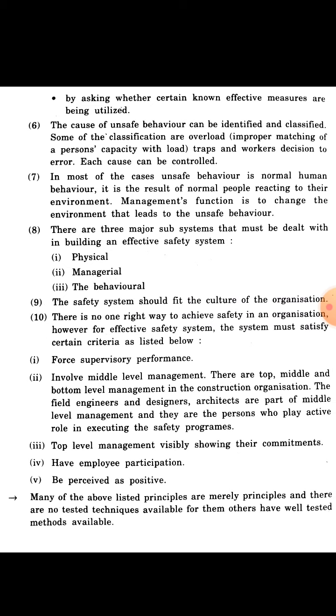And eighth, there are three major subsystems that must be dealt with in building an effective safety system: physical, managerial, and behavior. And ninth, the safety system should fit the culture of the organization. And tenth, there is no one right way to safety in an organization.